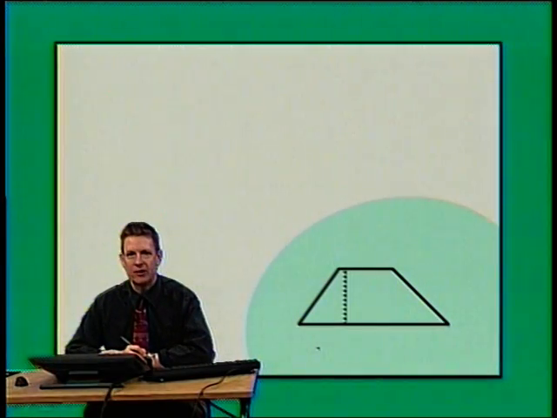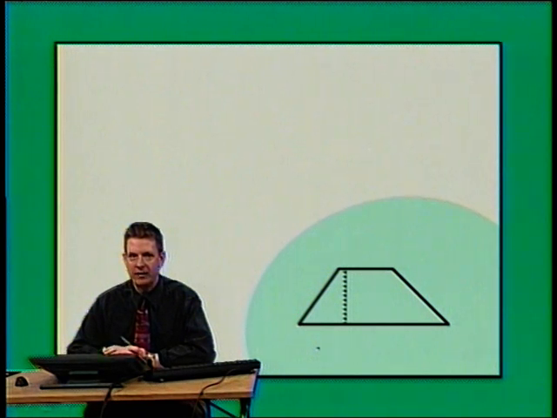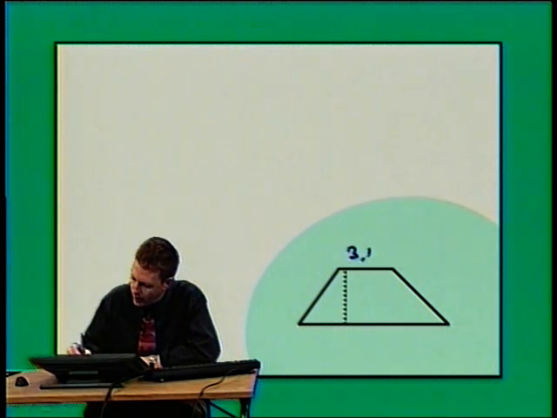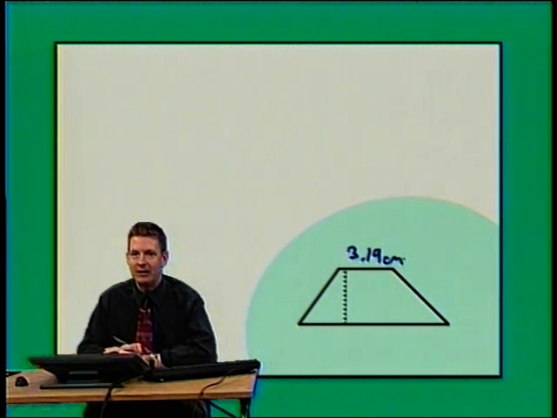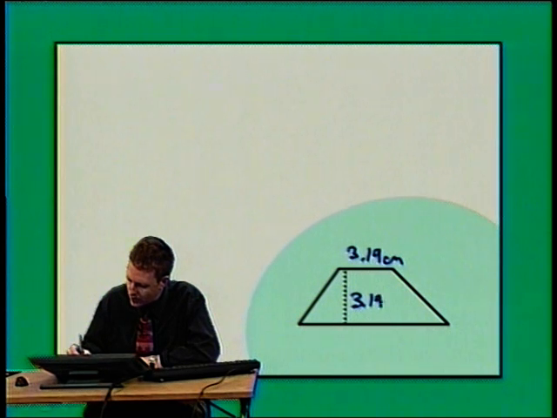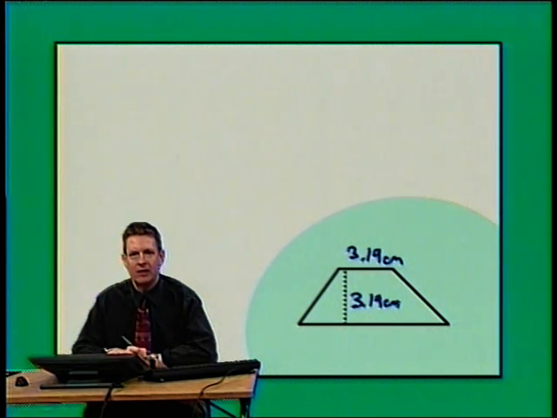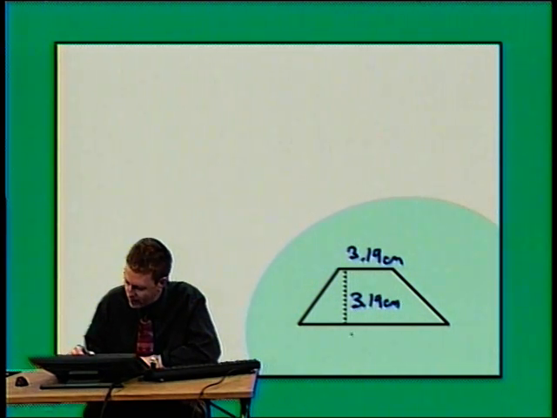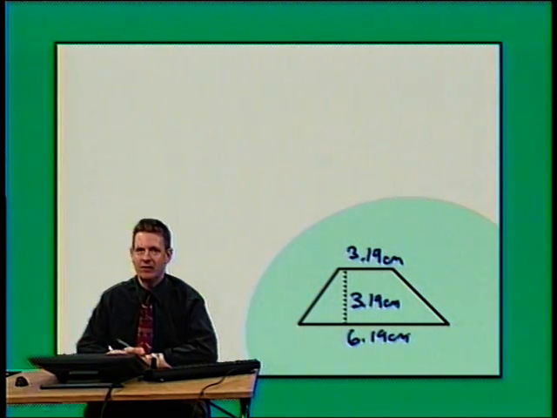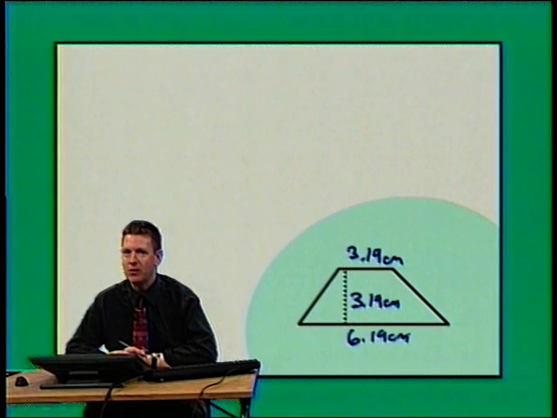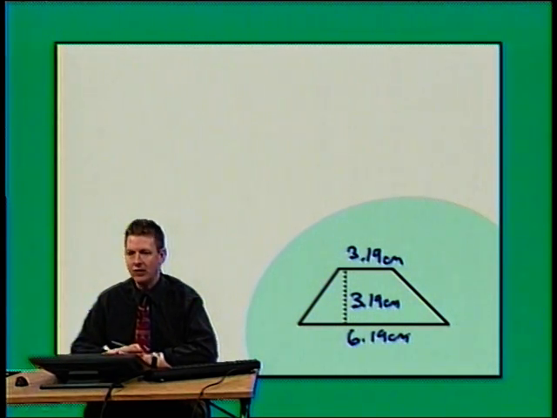So here's my trapezoid, and my proposed solution for the length of the shorter base is 3.19 centimeters. Well, the height has the same length as the shorter base, so the height is also going to be 3.19 centimeters. And the longer base is 3 centimeters longer than the shorter base. So that would make the longer base 6.19 centimeters. Well, let's make sure that with these dimensions, the area of the trapezoid is about 15 square centimeters. Again, it's only going to be about 15 square centimeters because I'm approximating my solutions.